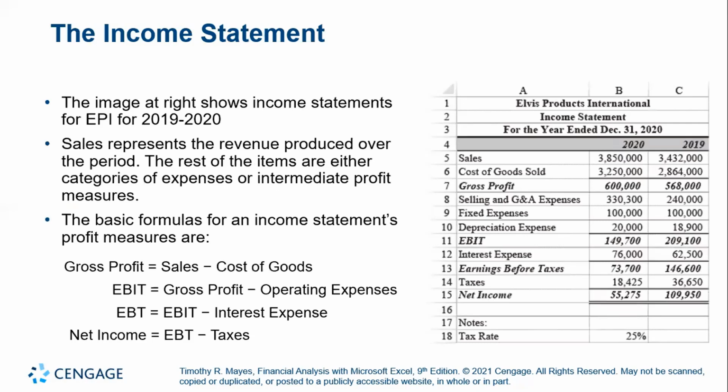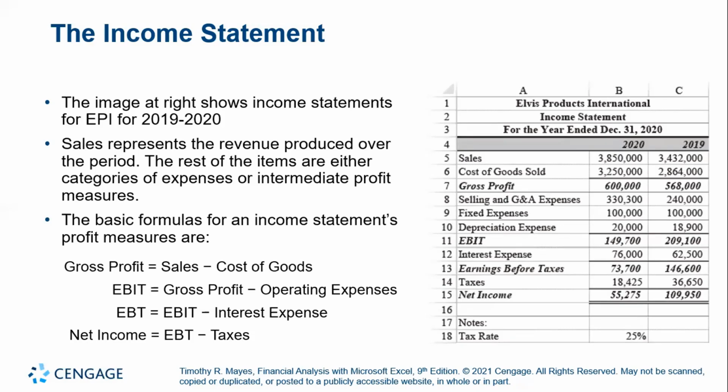This is an example of the income statement. The image at the right shows the income statement and earnings per share for 2019 to 2020. Sales represents the revenue produced over that period of time. The rest of the items are either categories of expenses or intermediate profit measures.